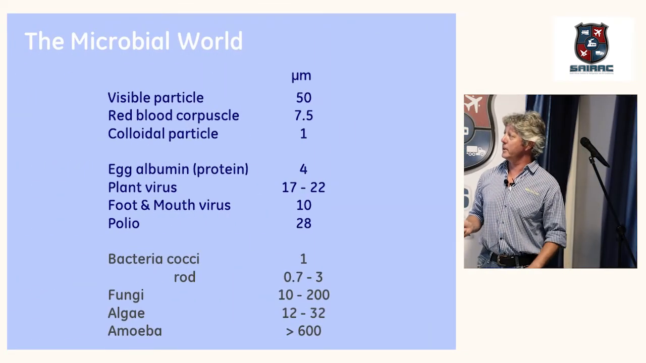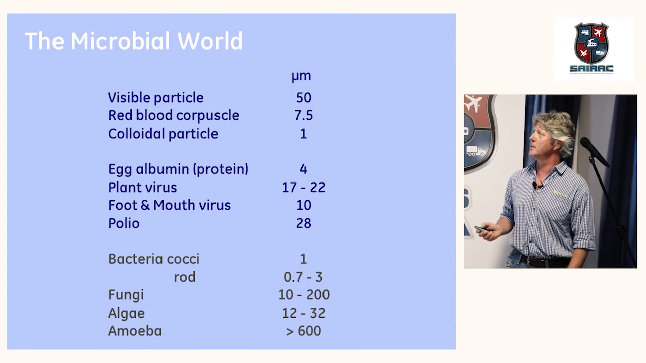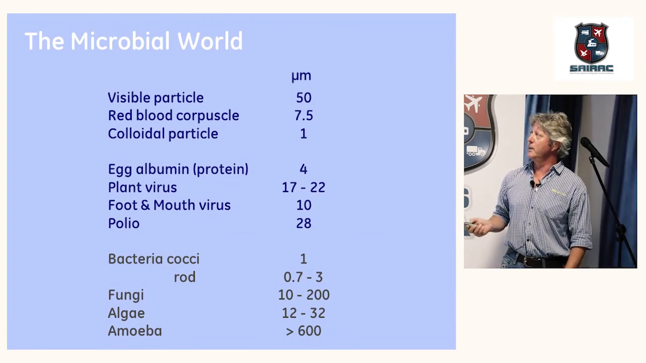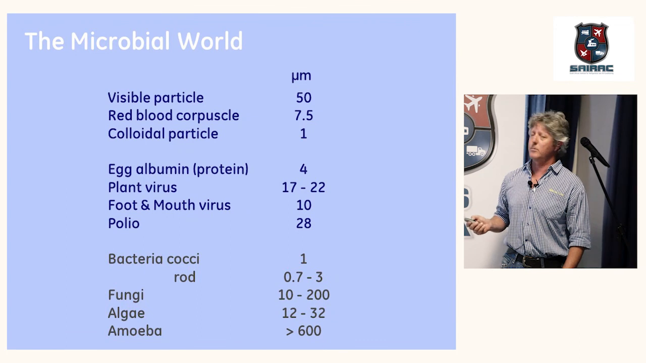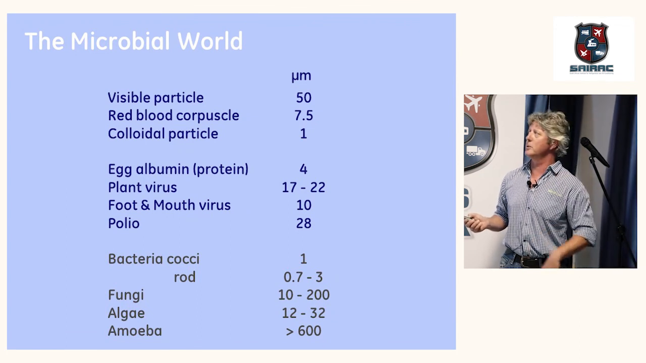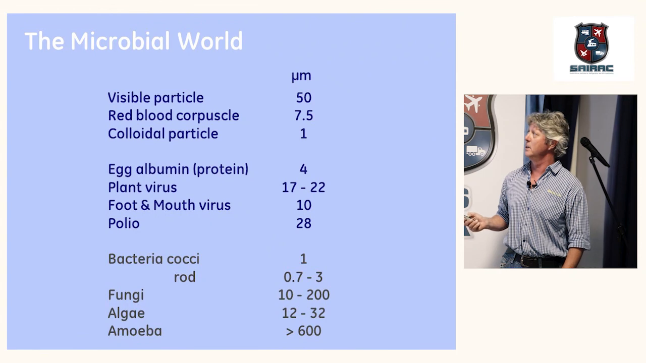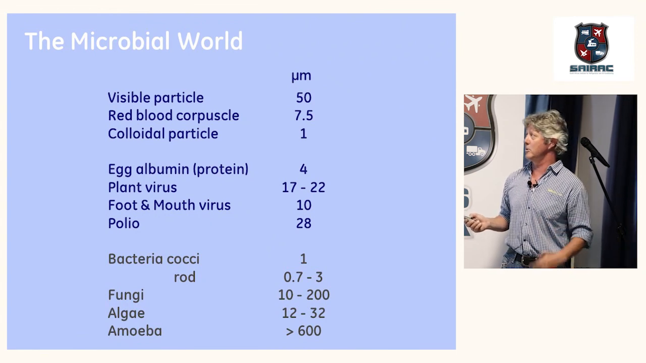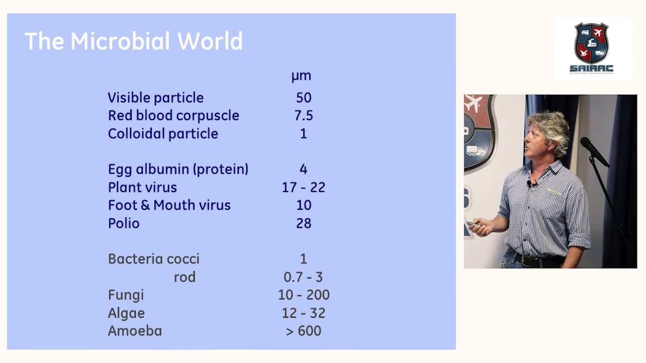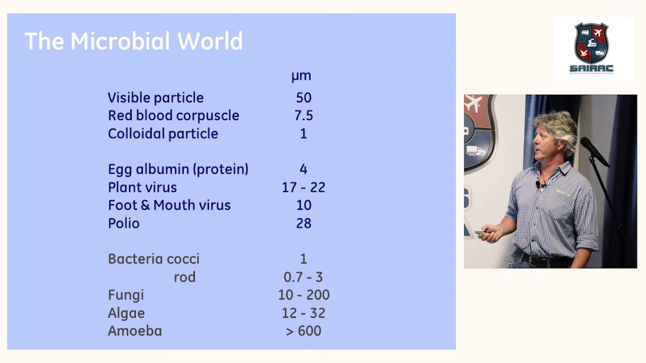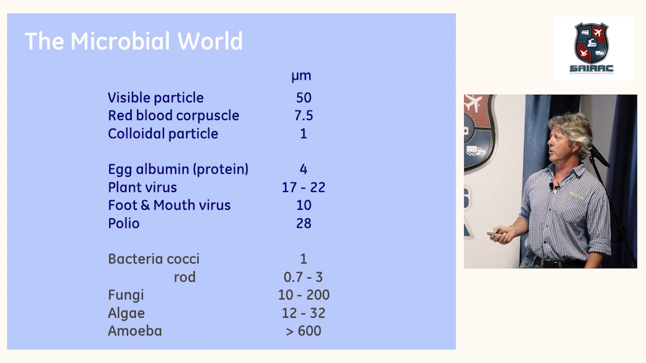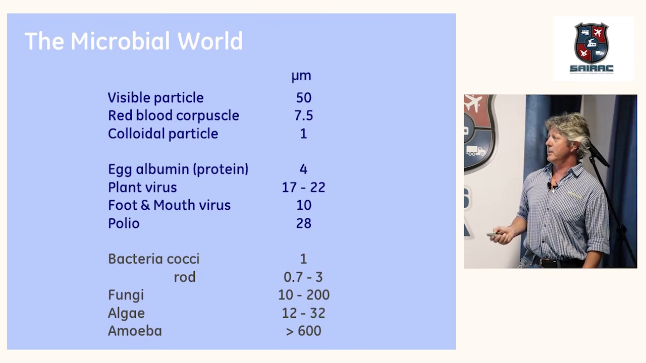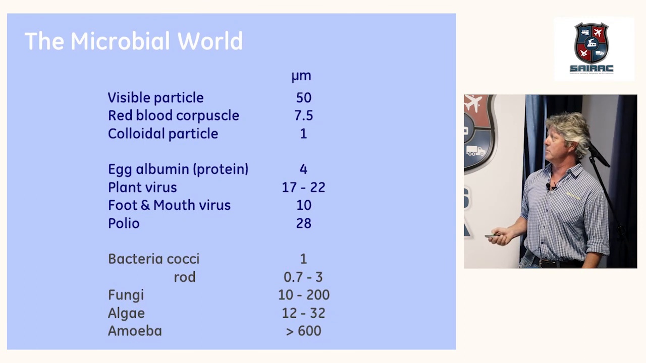Okay, just a quick look at the microbial world itself and what it means. You have visible particles. The smallest visible particle we can see as people is about 50 micron. Then you get red blood corpuscles, which is at 7.5. Colloids at 1, egg albumin, etc. And then you get your bacteria, different types of bacteria, cocci and rods. You can see they're very, very small. You get fungi, algae, and amoeba, which is quite a big bugger. So an amoeba is actually almost visible.